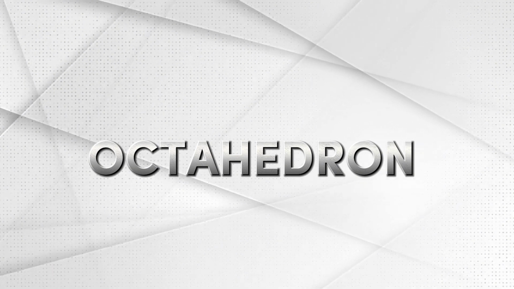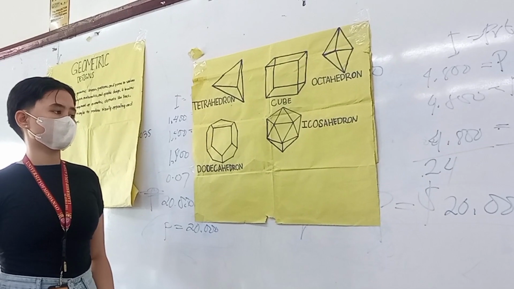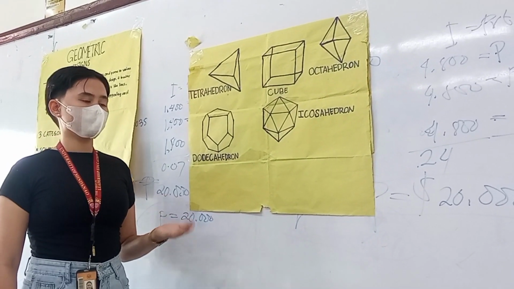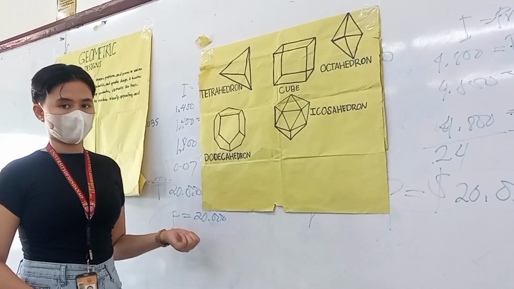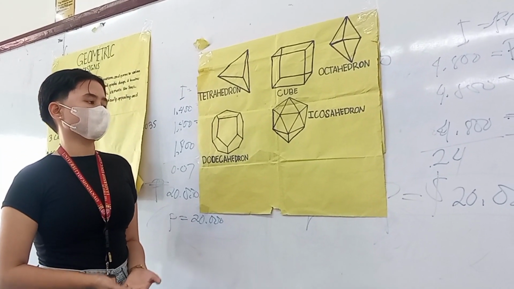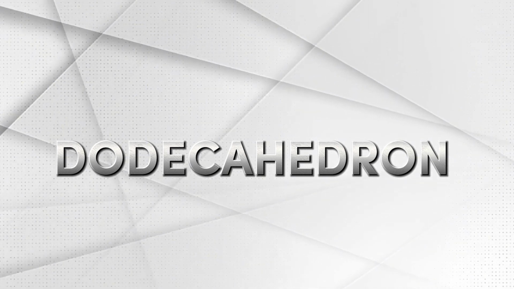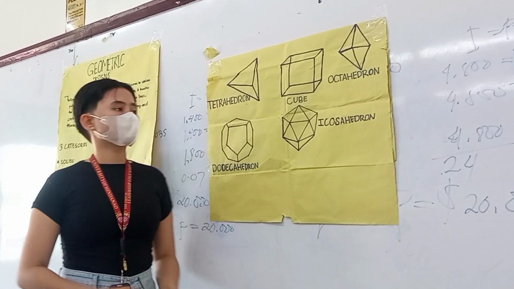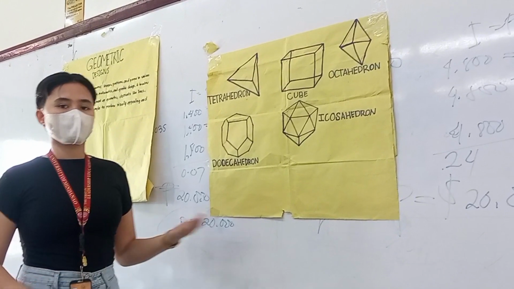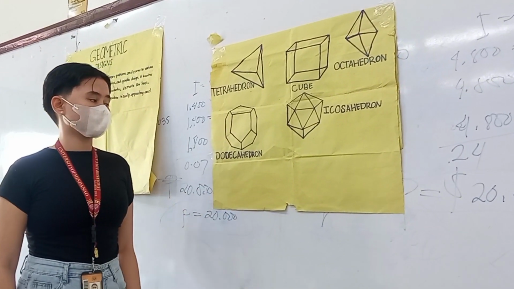Third is the octahedron. An octahedron is a three-dimensional geometric figure with 8 faces. In a regular octahedron, all the faces are equilateral triangles. It has 12 edges and 6 vertices. Fourth is the dodecahedron. A dodecahedron is a three-dimensional geometric figure that has 12 faces. In a regular dodecahedron, all the faces are regular pentagons. It has 30 edges and 20 vertices.